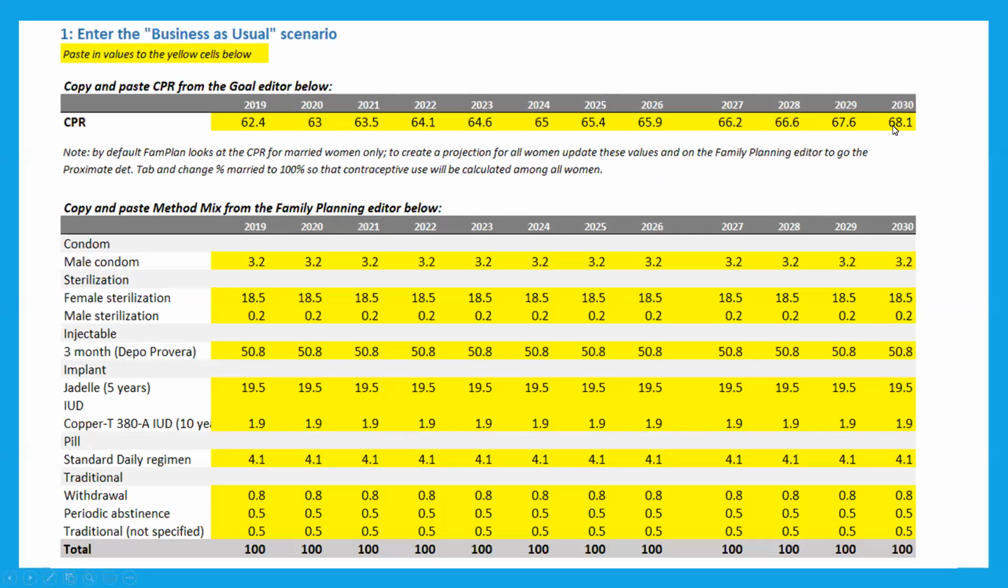So we pulled in the trend of the CPR that's already preloaded into FAM plan. And we've pulled in the method mix as well. And we can see in this country, about half of women are using injectables, and about 40% of women are already using long-acting permanent methods. And so we have sort of half of women who are very at risk for COVID disruptions, but then another significant share of women who have fairly little risk because they can continue to use those long-acting methods.